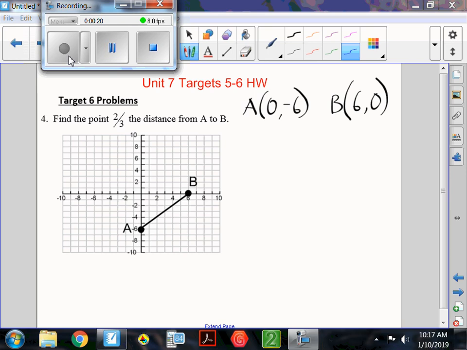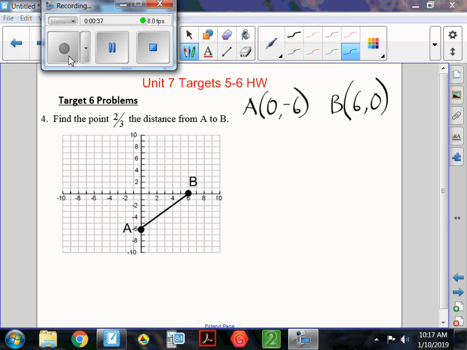You don't necessarily need to know the way to do it with graphing, though that's faster for a lot of students. But you do need to watch the second method, which will be the way to do it without graphing, because we'll ask you to do that on your test. I want to find a point that is 2/3 of the distance from A to B.